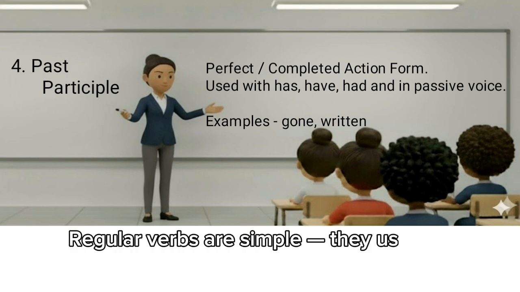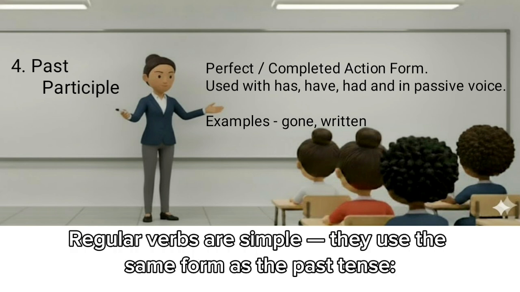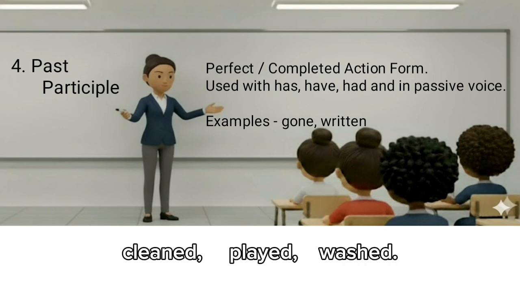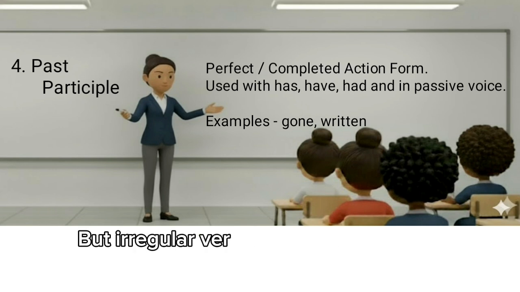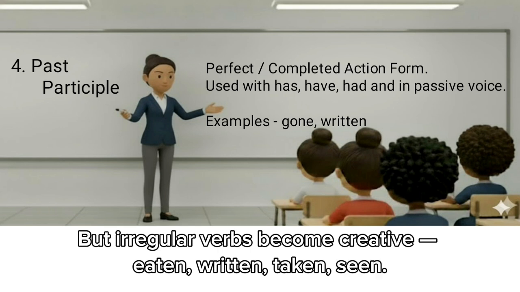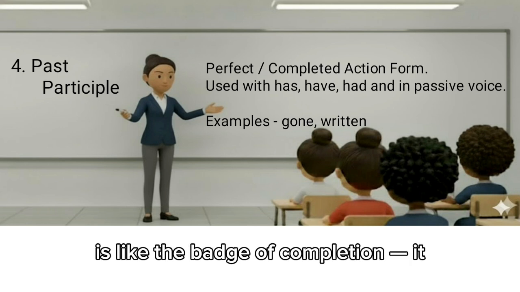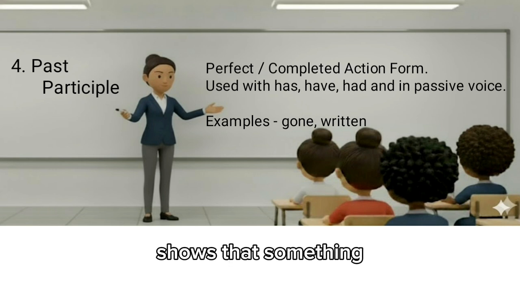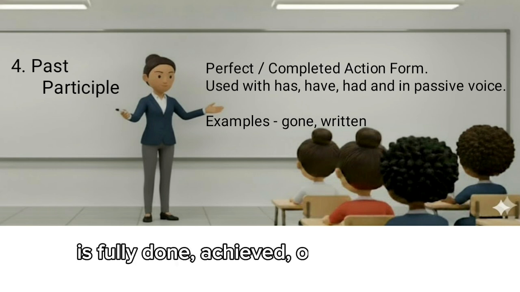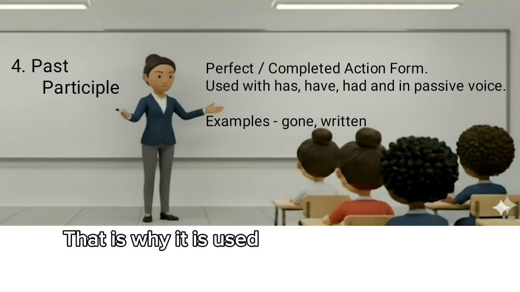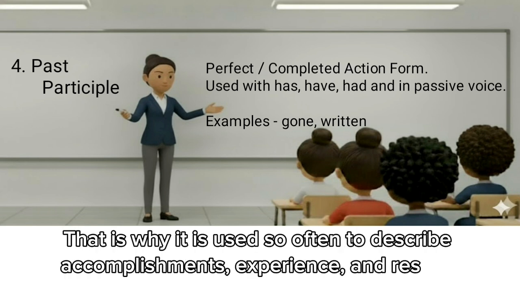Regular verbs are simple. They use the same form as the past tense: cleaned, played, washed. But irregular verbs become creative: eaten, written, taken, seen. The past participle is like the badge of completion. It shows that something is fully done, achieved, or experienced. That is why it is used so often to describe accomplishments, experience, and results.